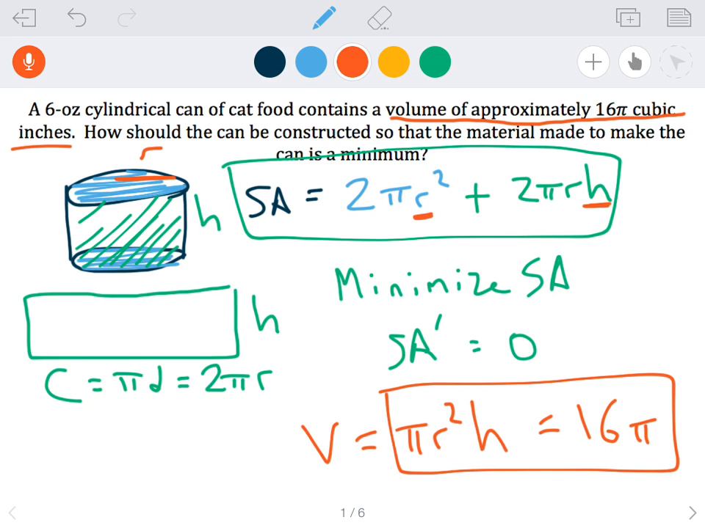I could get rid of r or I could get rid of h. Because my r's are squared, I kind of don't want to mess with those, so let's solve for h and get rid of h. I have that h is equal to 16 pi over pi r squared. Pi's cancel out, and so I can say that that's 16 over r squared. I'm getting crowded here, so let's go to the next slide.